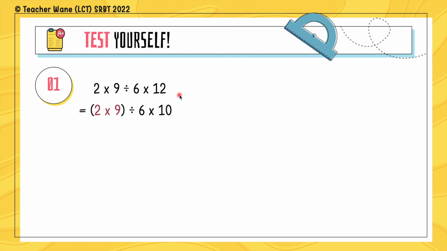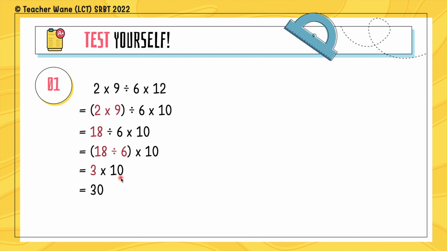Okay, so when you have this question, remember we are doing multiplication and division without bracket, which means that we are going to solve from left to right. So we're going to solve 2 times 9 first. What is 2 times 9? The answer is 18. Then the remaining operation, divided by 6 times 10. Next, I will solve 18 divided by 6. What is 18 divided by 6? The answer is 3. And then multiply with 10. So the final operation is 3 times 10, which is 30. So that is your final answer.